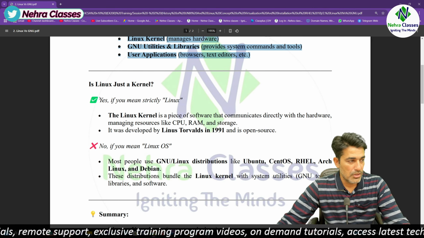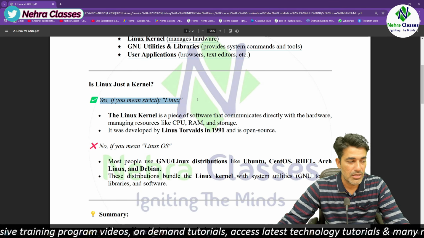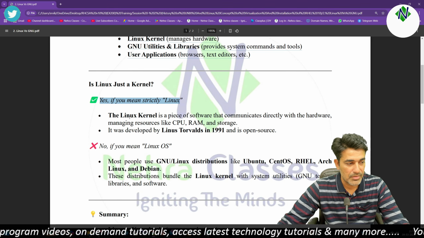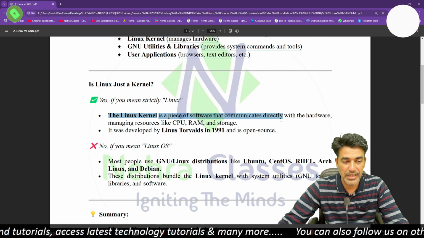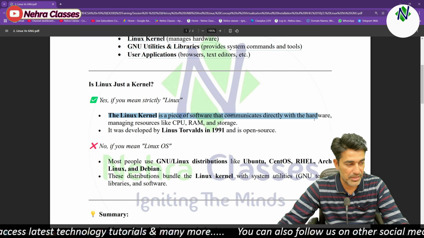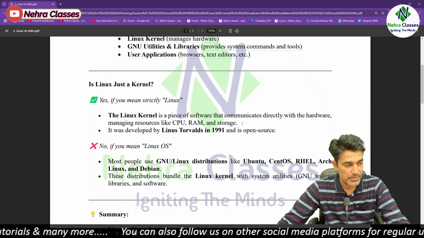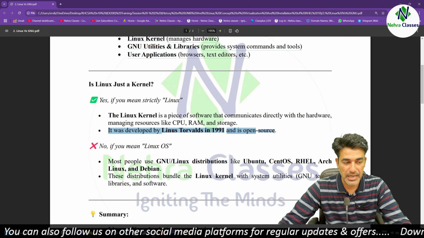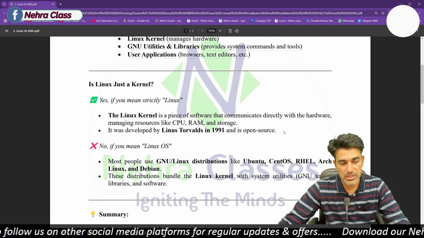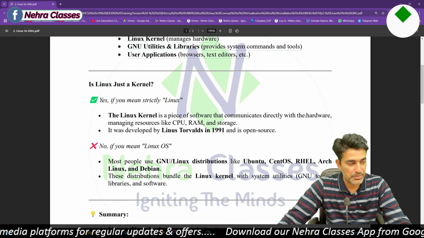So is Linux just a kernel? Yes, Linux is only a kernel. The Linux kernel is a piece of software that communicates directly with the hardware, managing resources like CPU, RAM, and storage. It was developed by Linus Torvalds in 1991 and it is open source. Open source means the source code is freely available to everyone.